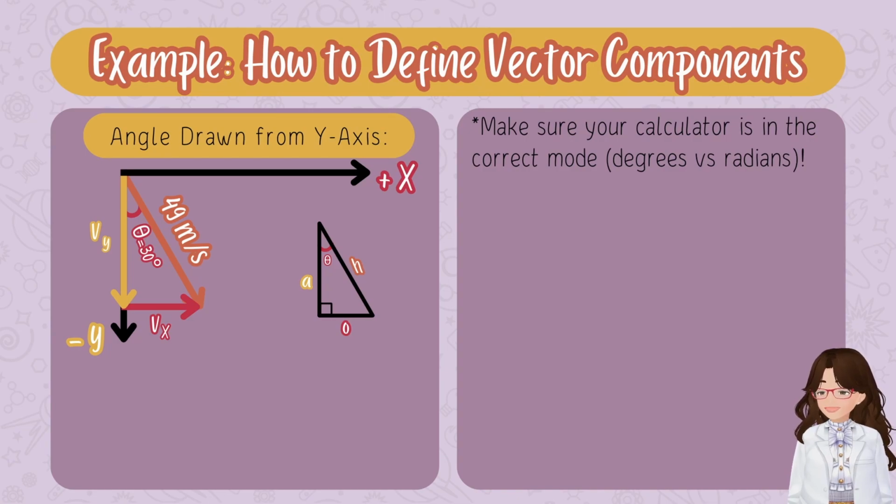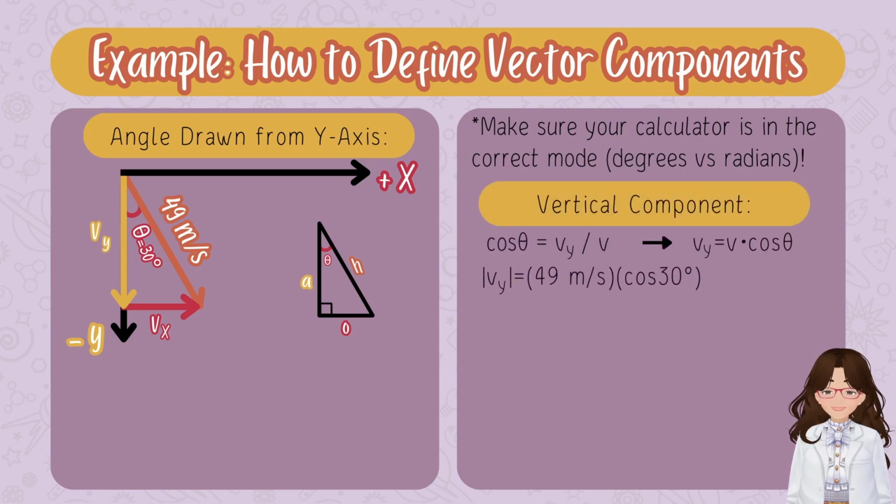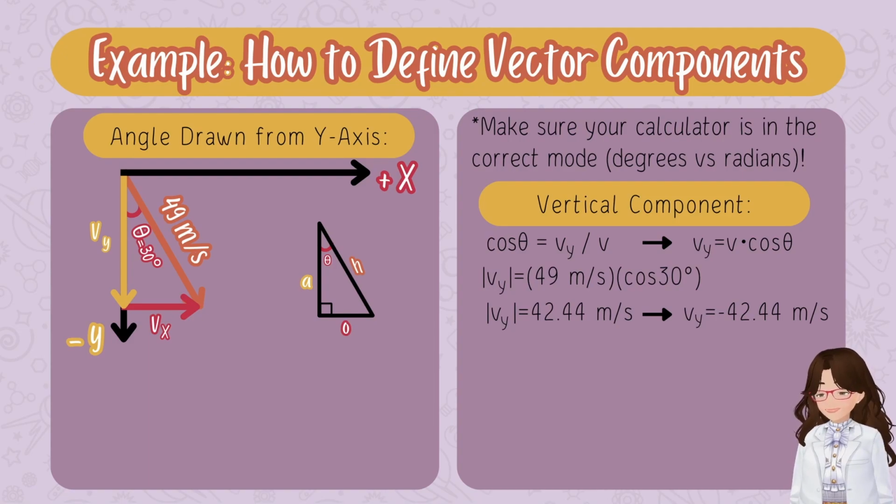So in our case here, we're given that our magnitude is 49 meters per second and our angle is going to be 30 degrees east of south. So in this first case, I'm going to say that my vertical component is going to be equal to the magnitude 49 meters per second times cosine of 30 degrees. And that will give me an answer of 42.44 meters per second. Now I'm going to look at my diagram and I can see Vy is pointing down, which is the negative direction. Therefore, my vector for Vy is going to be negative 42.44 meters per second.